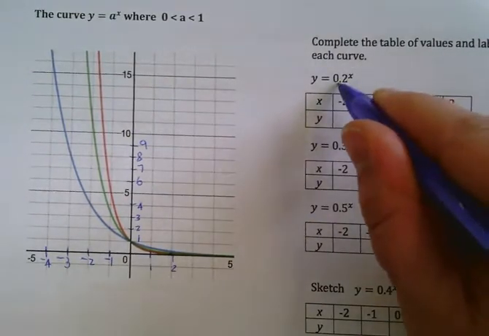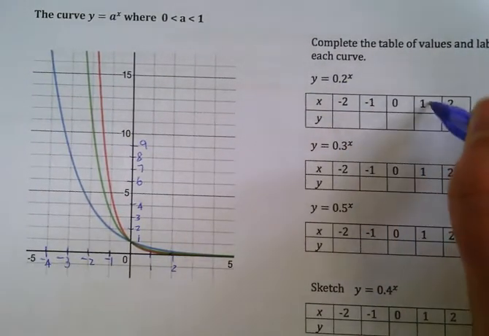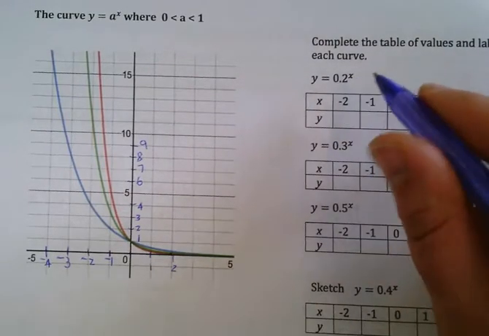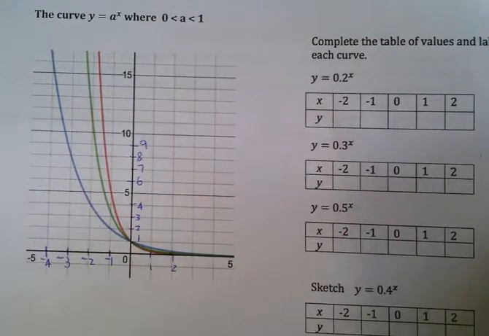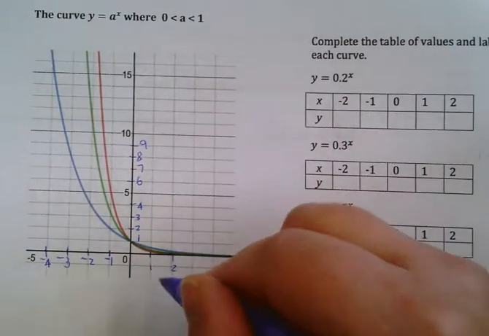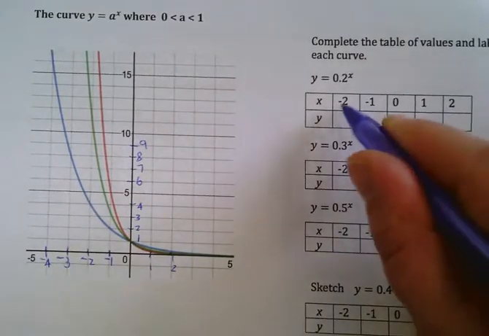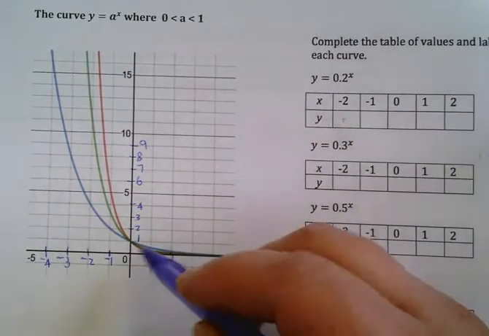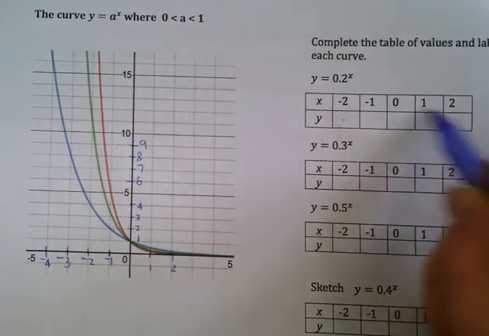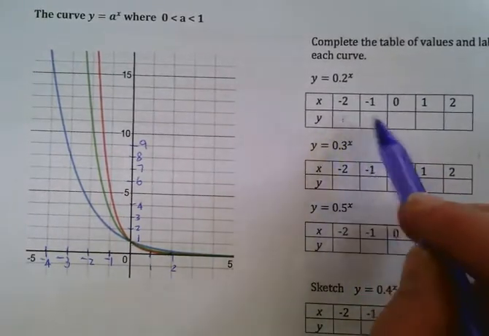So when x is 0, anything to the power of 0 is 1. When x is 1, 0.2 to the power of 1 is very small. Let's look at the negative values. See how these are all really small? I'm not going to be able to tell what's happening over here. Let's look at these values.